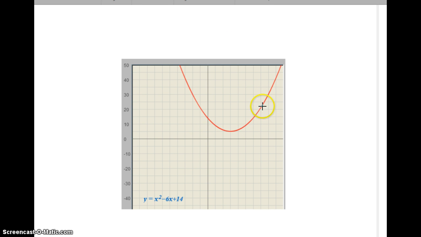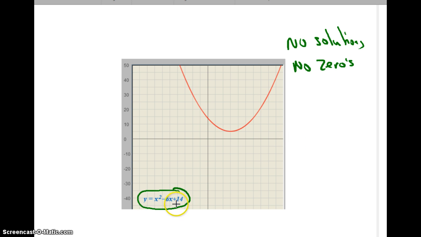And the last example, how many places does this graph cross the x-axis? Well, it doesn't cross at all, so we would say that this has no solutions, no zeros. Okay? Alright, so that's the first thing we're looking at. If I give you a graph, and most probably the easiest way is if I gave you an equation and asked you how many solutions, you would plug the equation into the calculator, y equals, and hit the graph button and see how many times it crosses the x-axis.